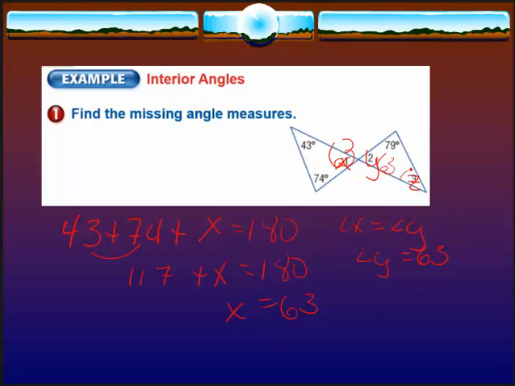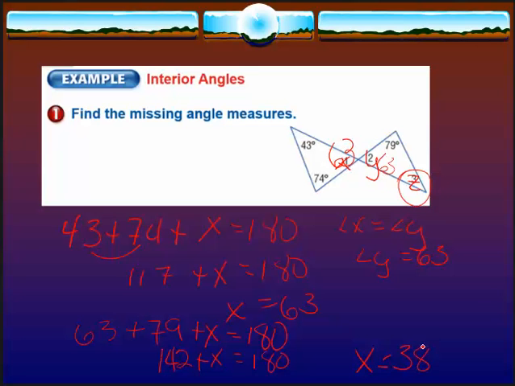Now, how am I going to find angle Z? Think about it. I'm going to add them all 3 up and make them equal to 180. So 63 and 63 is 126, plus my Z. If I subtract that from 180, I get 38.